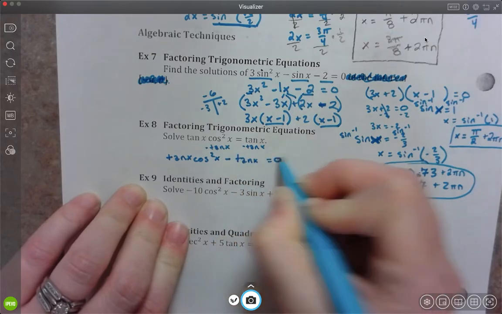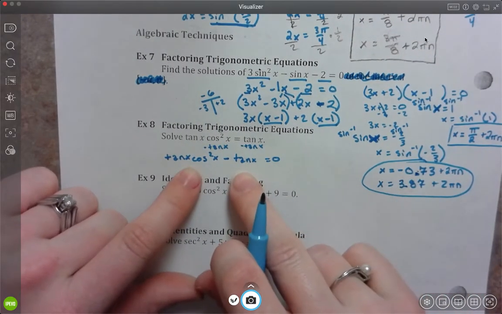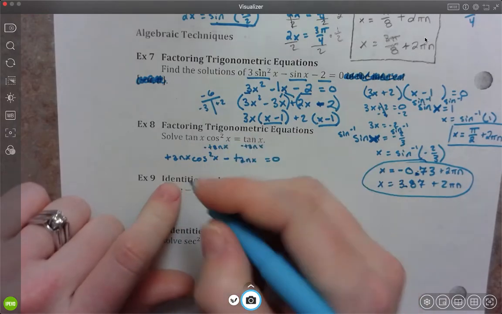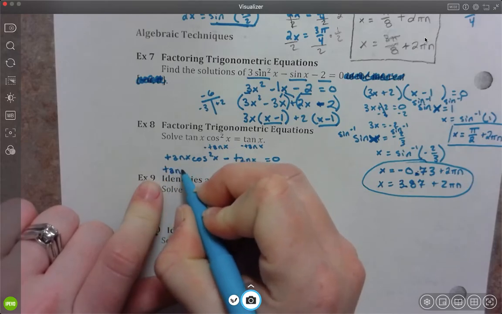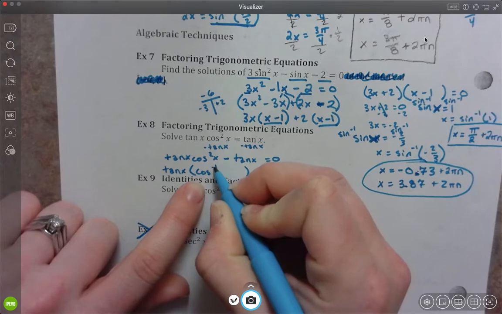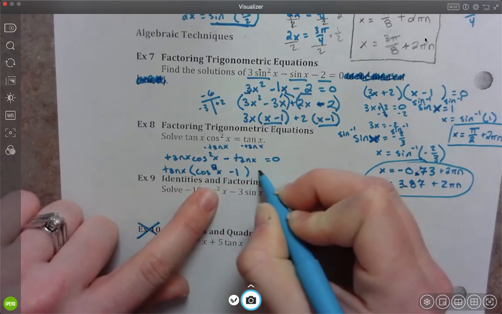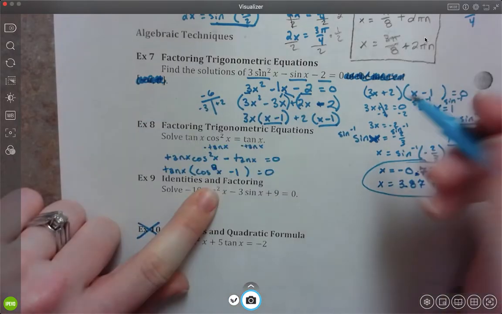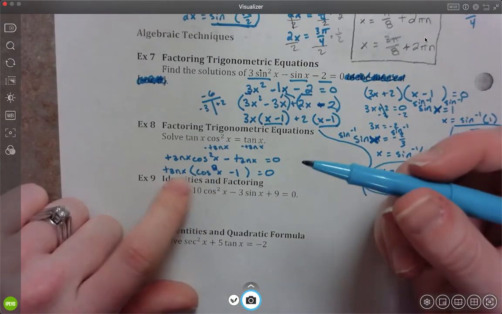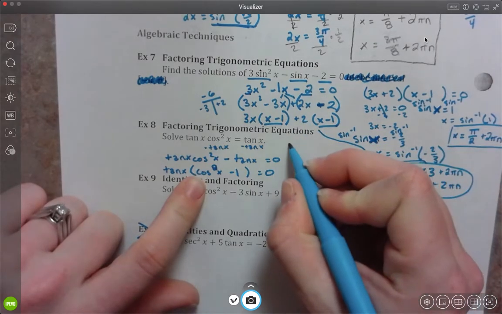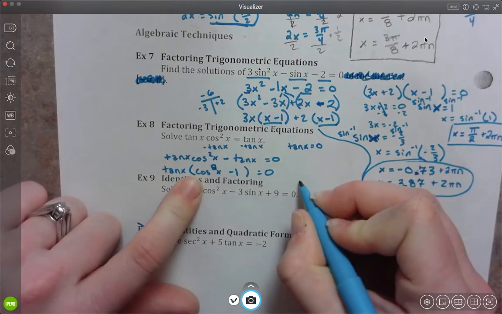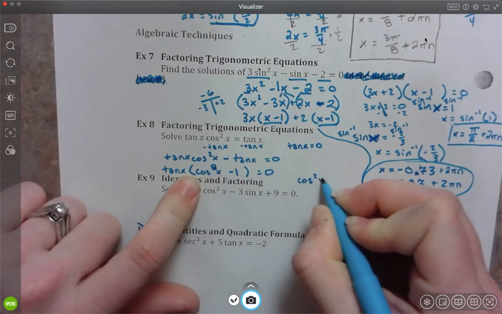Okay, and then I'm looking at this as a binomial, and I'm trying to figure out what to do from here. But what I notice is that both of those have a tangent x in common. So if I pull that out in front, this will be cosine squared x minus 1 equals 0. Okay, let's see, I'm going to run out of room. No, that's okay. All right, so now that I have my two pieces, I say tangent of x equals 0, and I say cosine squared x minus 1 equals 0.